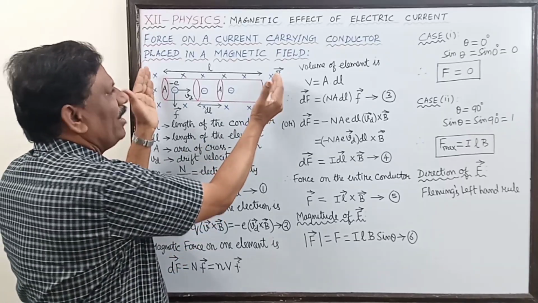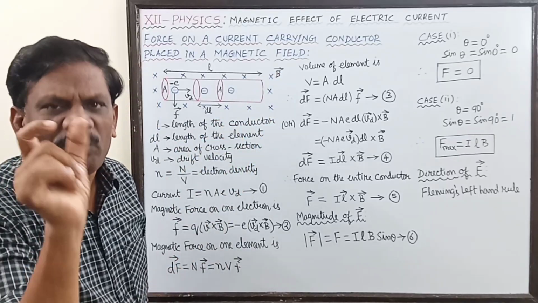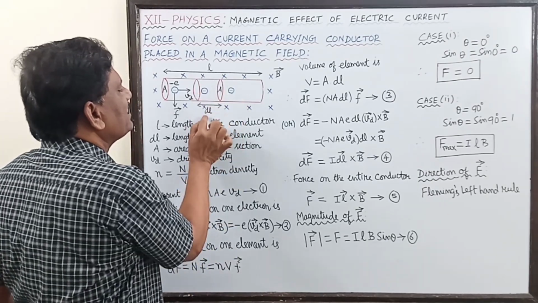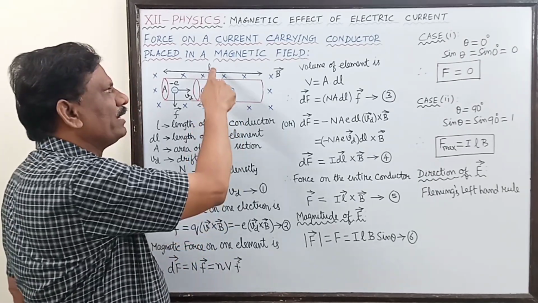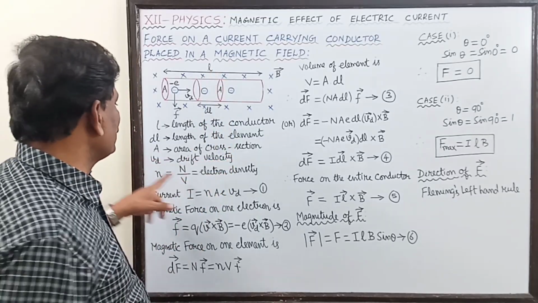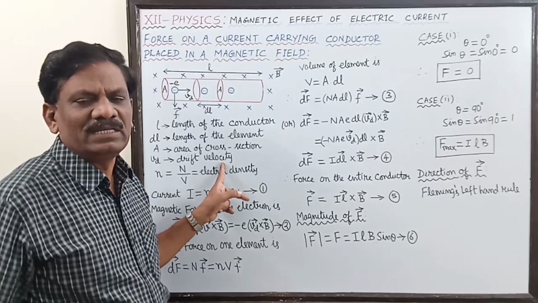Now inside the large conductor, I will take a small portion which is called the element. So this small element is having a length dl. Total length of the conductor is l. Then A is the area of cross section and Vd is the drift velocity.